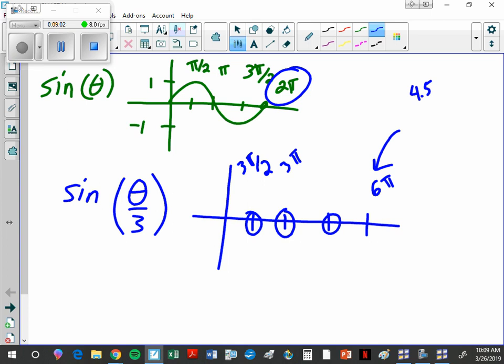What is the decimal for 4.5? Good. You are paying attention. What is the fraction for 4.5? 9 pi over 2. Okay. So 1 and -1. So the graph looks like this.